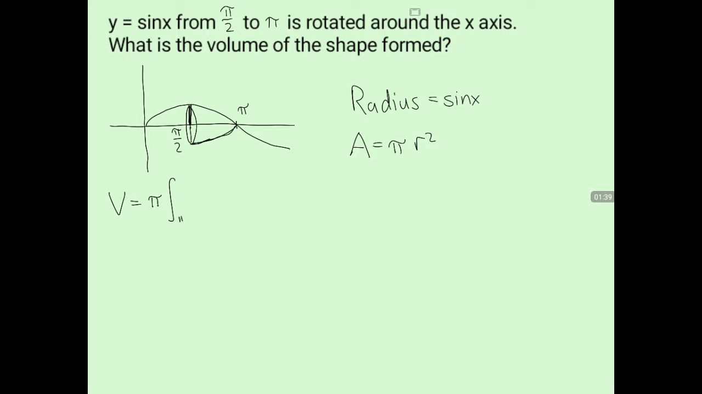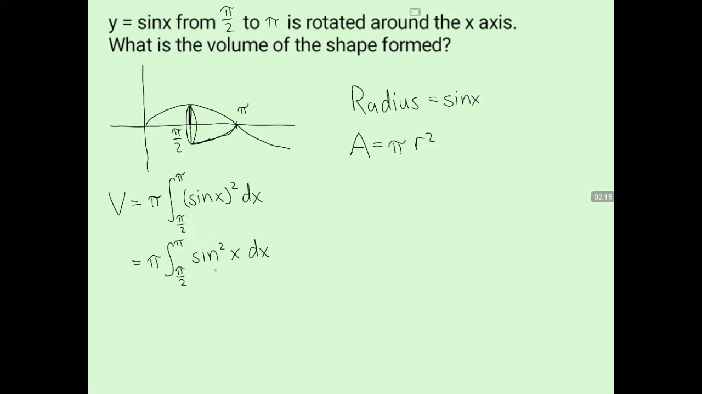So we're going to take this integral from pi over 2 to pi, and it's going to be pi r squared, where r is the radius, and that is sine x. So we have pi times sine x squared, and we're going to have this integral with respect to x. So how will we take the integral of sine squared x? Another way of writing it is to have the square right after the word sine. They both really mean the same thing.